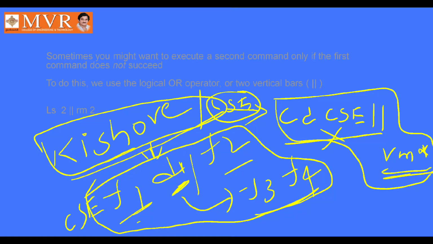But whenever the csc directory is not there, because cd is not executed, rm star will definitely execute, because it is logical OR. With the help of rm star, the files f1 and f2 will be deleted, and for d1 it will give a message that the directory d1 cannot be removed because it is not empty, because it already has f3 and f4. That is the thing you need to understand here.